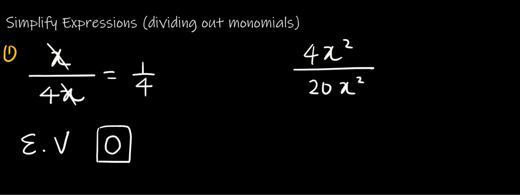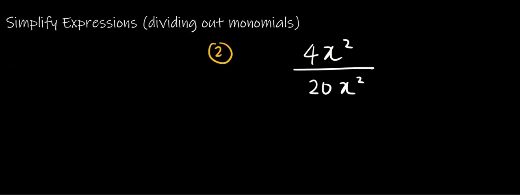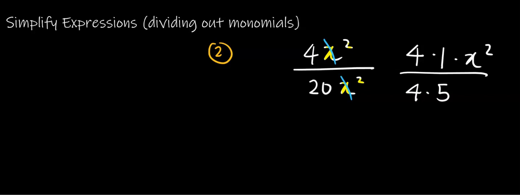Let us look at our second practice. The second practice is 4 times x squared over 20 times x squared. We definitely can divide out the x squared. And also notice that 4 is 4 times 1 and 20 is 4 times 5. So we have 2 monomials we can divide out. Divide out here and here and here. It's 1 over 5. 1/5 is the simplified expression.